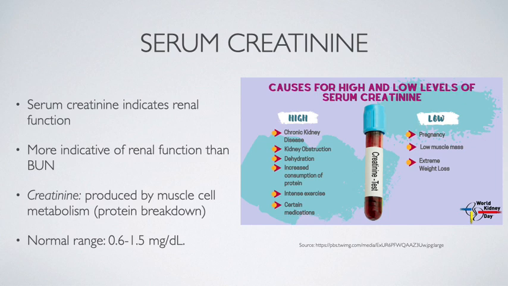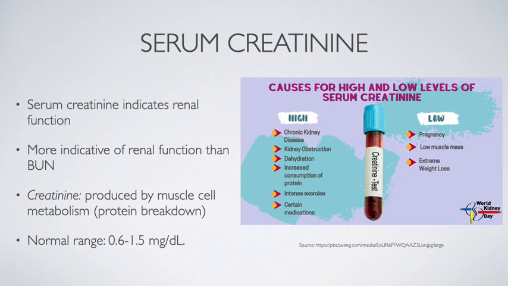but we'll go over it in a second, BUN is influenced by your diet. So this can be, but it's not quite as much. It's produced when muscle cells are broken down, so you can have it after intense exercise or increased consumption of protein, but not quite as much as BUN. So the normal range for serum creatinine is 0.6 to 1.5 milligrams per deciliter.